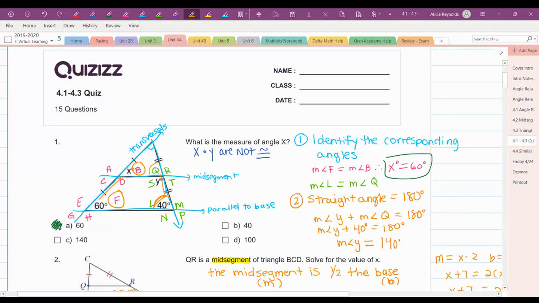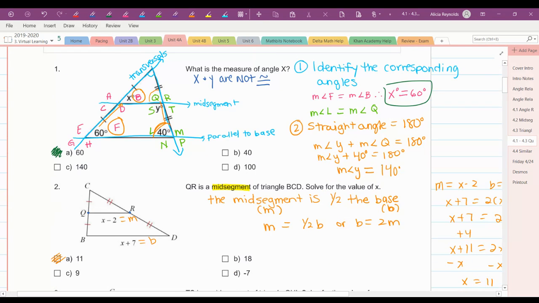But angle Q and angle Y create a straight angle, which we know equals 180 degrees. So if we set up a simple equation here, y plus q equals 180. We know q equals 40, and then solve for y to see that angle y equals 140. So that's our first example.